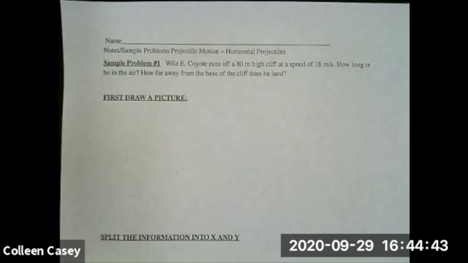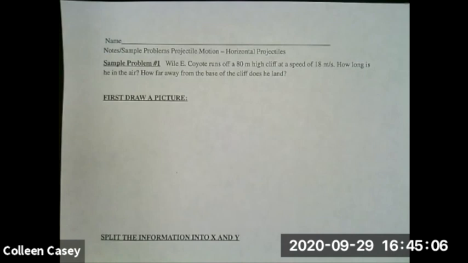Hello, today we are going to be talking about how you work through a projectile motion problem. These are things that are flying through the air in two directions, side to side and up and down. So the best way to learn about horizontal projectiles is just to start trying one. So here's how we would go through a problem like this.